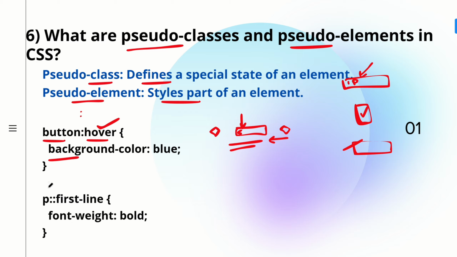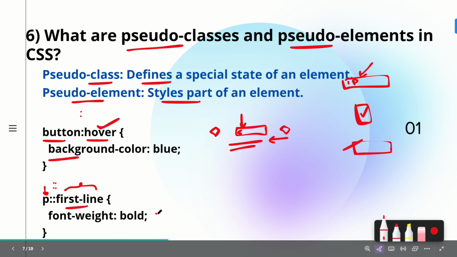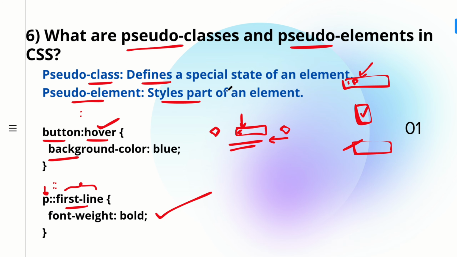And how do we write the CSS for that? So we write an element first, that it is a paragraph element. Then we have to make use of this symbol. Then we have to write whatever is the part of the element. It can be anything like before, after, first letter, first line, placeholder, or anything. So here we have written that for the paragraph element, the first line of the paragraph will have its font weight as bold. So this is how you can make use of pseudo classes and pseudo elements for giving styling to any element for their special state or for a special part of that element.